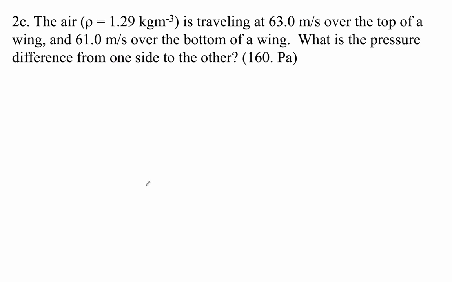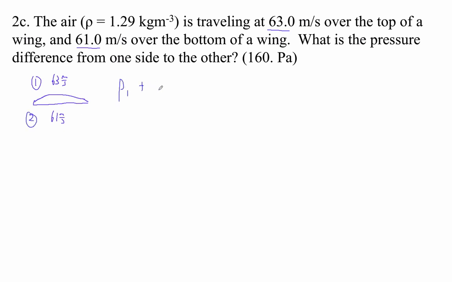Okay, air with a certain density, right? It's traveling at 63 meters per second over the top of the wing and going slower on the bottom of the wing. What is the pressure difference from one side to another? So let's draw a picture of this wing. Let's make it a very thin wing, right? Something like this. Up here it's going 63 meters per second. Here it's going 61 meters per second. This is situation 1. This is situation 2.